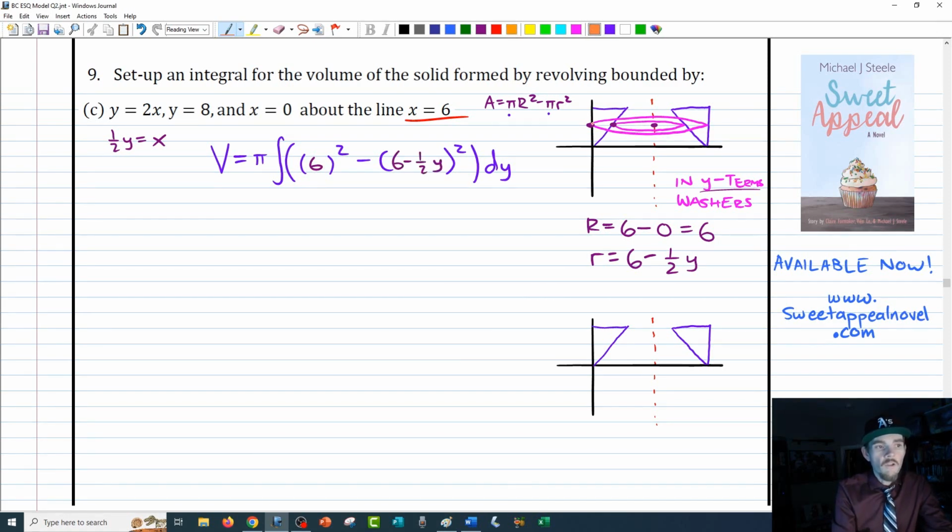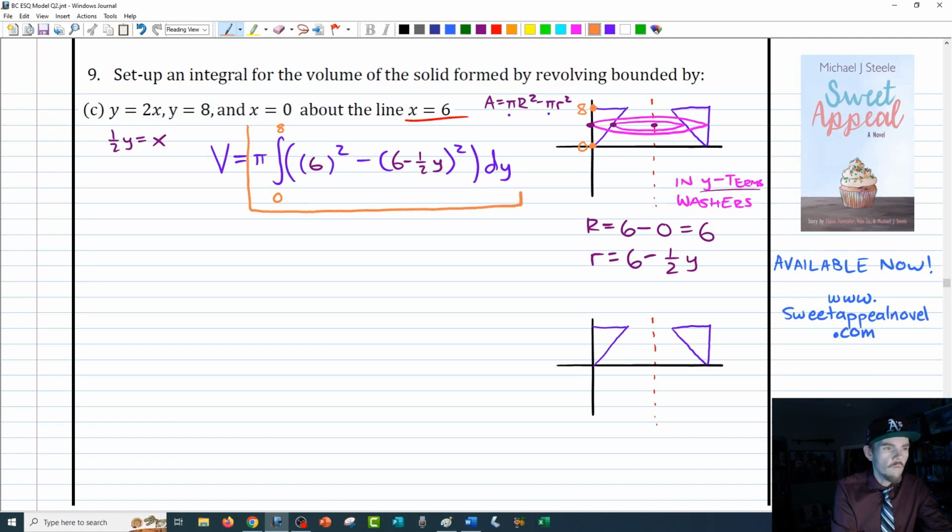As far as our limits of integration, we're doing this in terms of y. So we've got to think about what the smallest y is on our region and what the tallest y is. But you can actually see that. This was y equals 8, so the biggest we're going to get to is 8. And the lowest was at the origin, which will be 0. So our integral will run from 0 to 8.